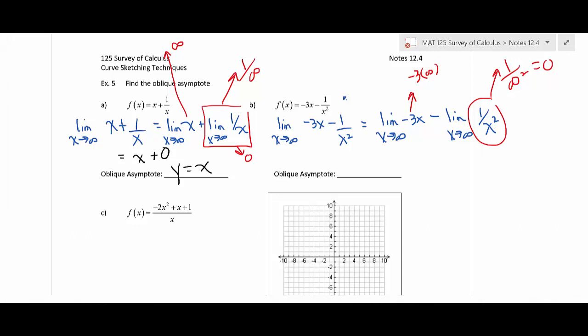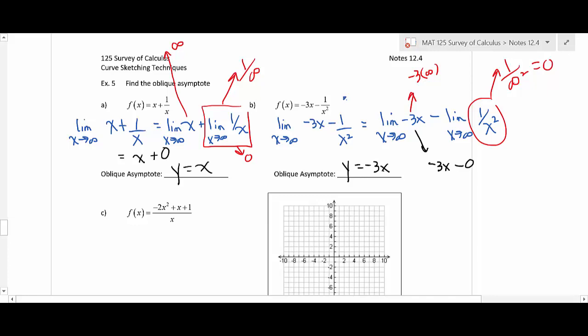Okay, so what you're going to end up having on this one is that the value of this limit really is just going to be negative 3x minus 0. And to see what happens on that, you're expecting this first part to go to infinity. This part's going to 0. So that means your oblique asymptote is y equals negative 3x.